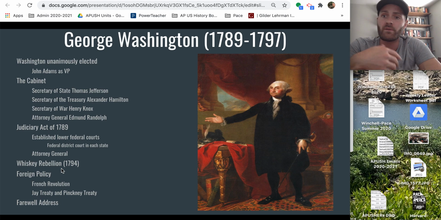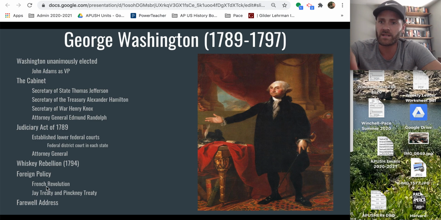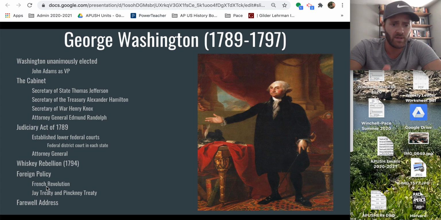And foreign policy, some of the things that are going to be really important to foreign policy, French Revolution, Jay's Treaty, and the Pinckney Treaty, are the U.S. becoming problem solving via diplomacy, meaning via negotiations with other countries instead of wars with other countries. So that's all we're going to get to as we go.